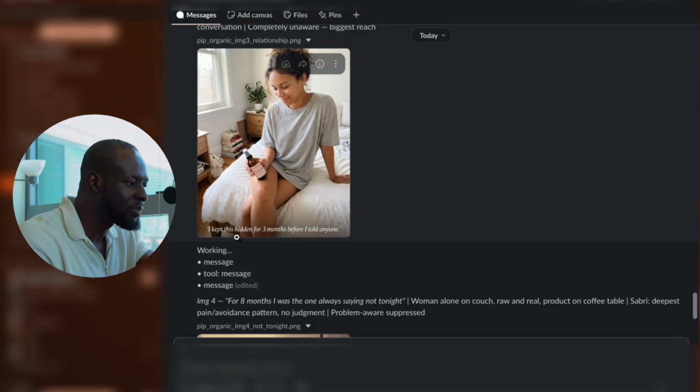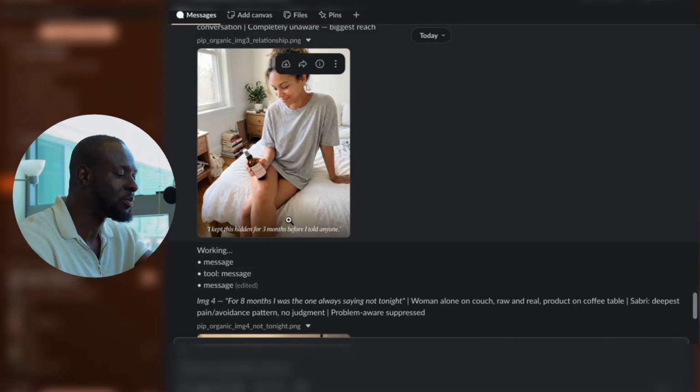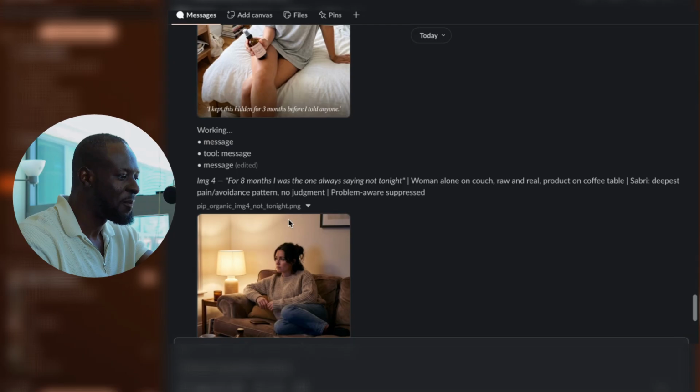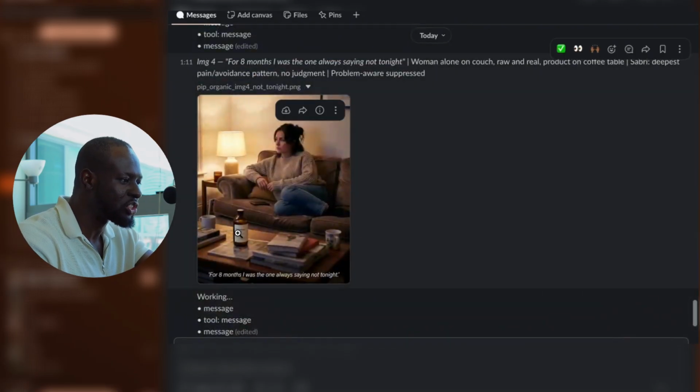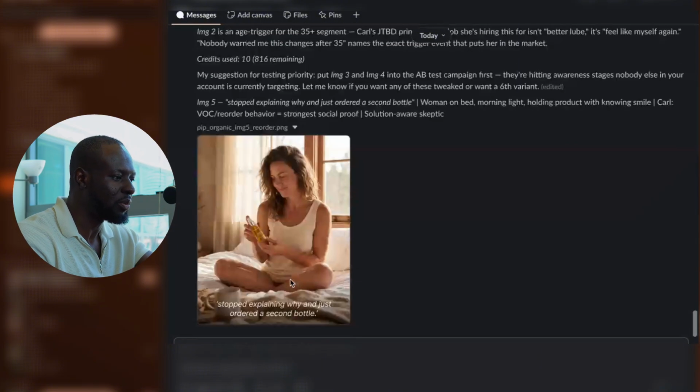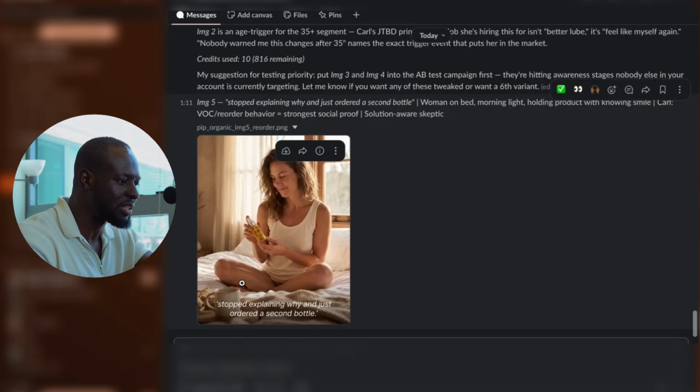And then let's see, I kept this hidden for 3 months before I told anyone. Like, bro, this is like gold. You see, and then let's see another one. Again, just replace the image over here. For 8 months, I was the only one always saying not tonight. Okay, cool. There's another one. Stop explaining why I just ordered a second bottle.